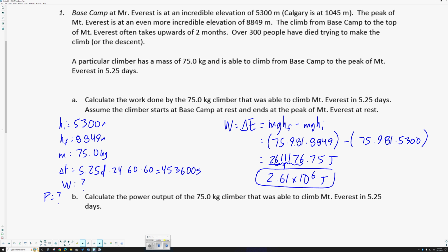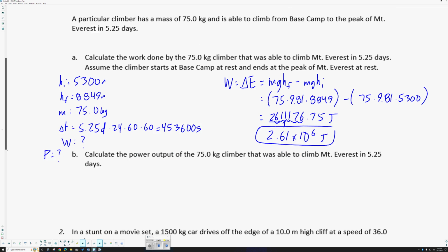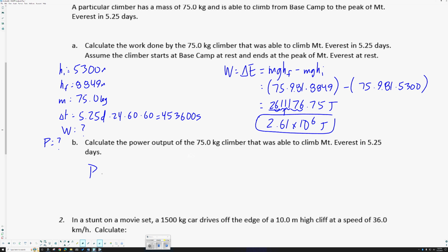Now the power, these are always easy, right? The power is always easy once we get the work. We just take whatever work we found and we divide it by the time. So we get 2,611,176.75 joules divided by the time interval here of that big time of 453,600 seconds.